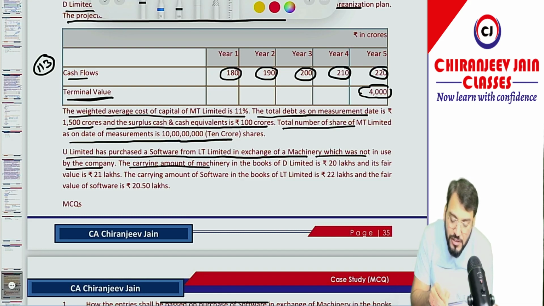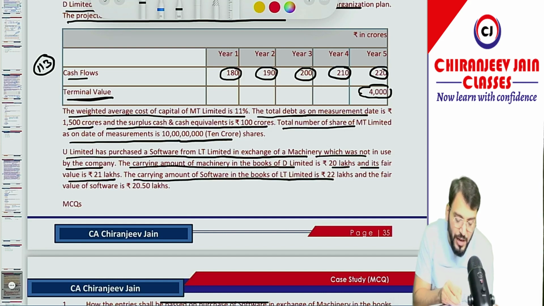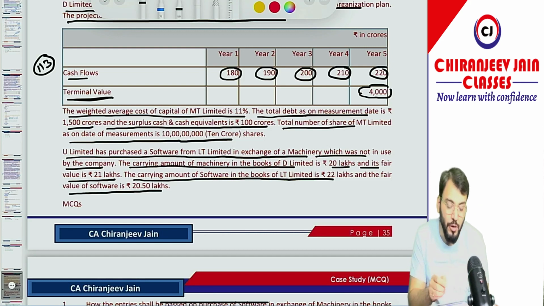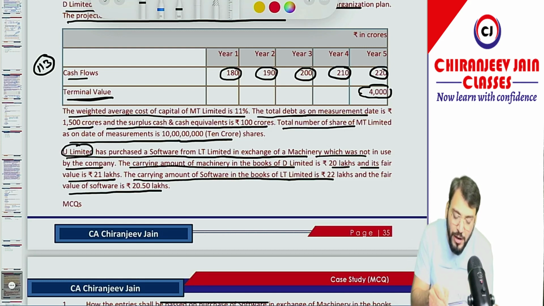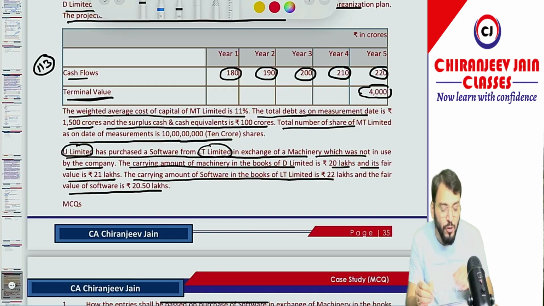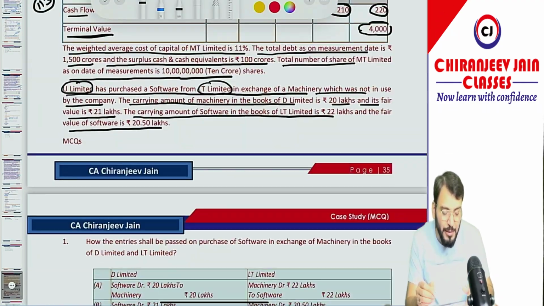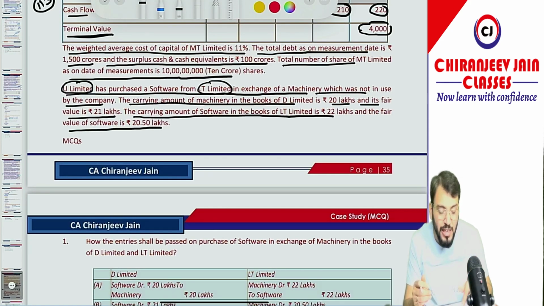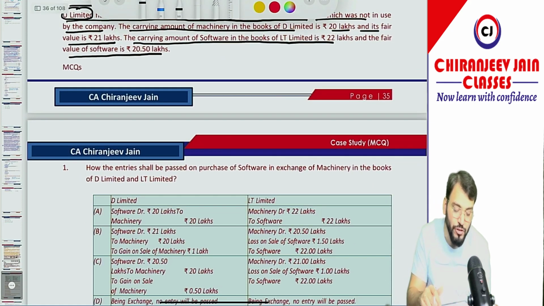The carrying amount of machinery in the books of D Limited is 20 lakh and the fair value is how much? 21 lakh. The carrying amount of software is how much? 22 lakh and the fair value of software is what? 20.5 lakh. So we need to understand from which company's point of view they have asked, whether from U Limited point of view or LT Limited point of view. Of course this is a question of D Limited. We don't know. They may ask from U Limited or from LT Limited point of view. Correct now. So let us check what is the requirement of the question.